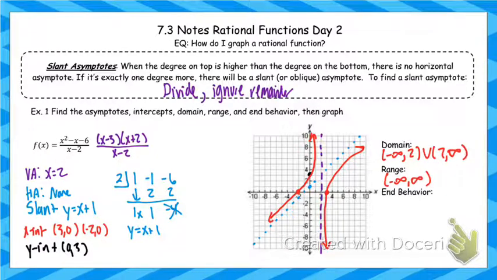End behavior is also different because our end behavior is no longer going towards the horizontal asymptote. Our end behavior is going, as x approaches negative infinity, that arrow continues to go down. So y approaches negative infinity. As x approaches positive infinity, that arrow keeps going up. So y approaches positive infinity.